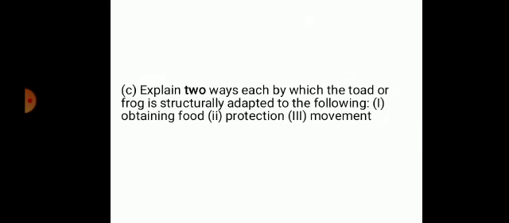Then the C. Explain two ways, each by which the toad or frog is structurally adapted to the following: I. Obtaining food. II. Protection. III. Movement. This particular question is gotten from the topic adaptation.